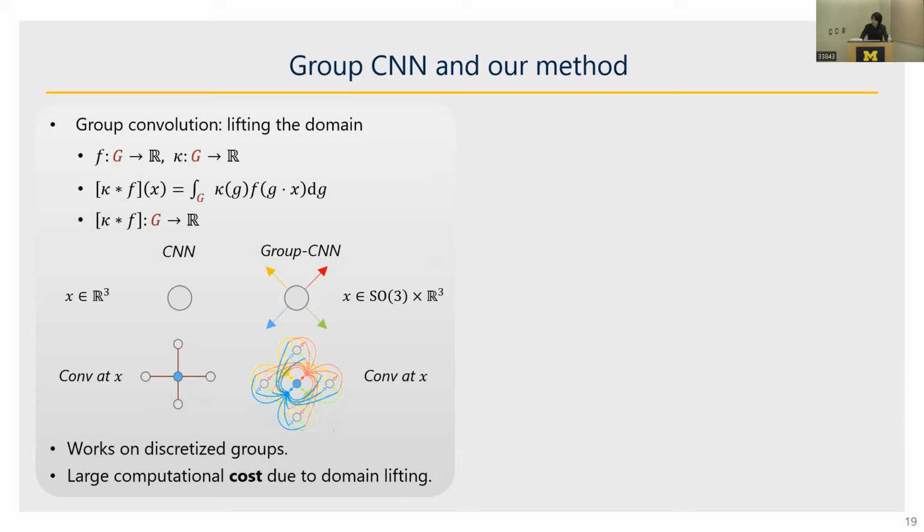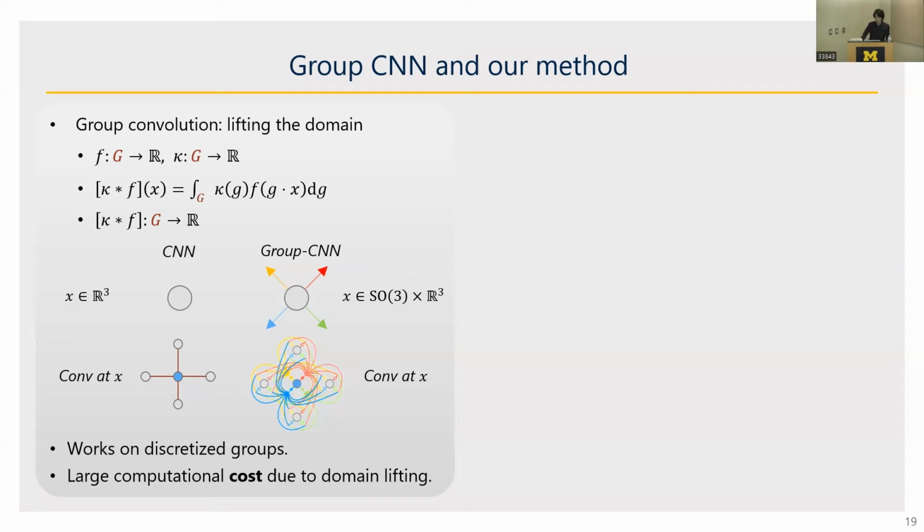And for group CNNs, because of the domain lifting, now a single point in the Euclidean space is also coupled with a set of orientations. Therefore, when we conduct the convolution at this point, it will involve many more connections with nearby points and all their orientations. And we can see that while this domain lifting enables equivariance to a broader space, it also incurs significantly more computational cost.